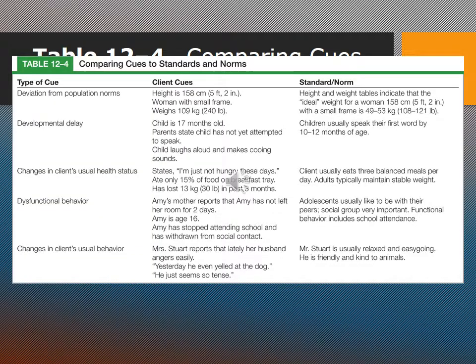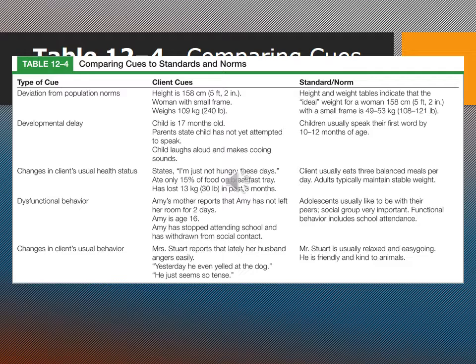This slide is table 12.4 out of your Kozier and Erb book. It looks at client cues that you may discover, subjective and objective data, and then the standard or norm. The first type of cue is deviation from a normal population. We have the height and the weight for a female patient. We can look at height and weight tables to see if this is ideal. And then we have a different type of cue, which could be a developmental delay. If you're working with children, if a child is 17 months old and they haven't started speaking, we know that's a delay because they generally speak their first words by 10 to 12 months of age. Right now you may not know that, but that's something you could look up.